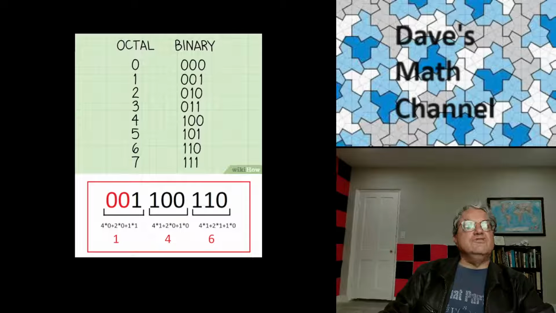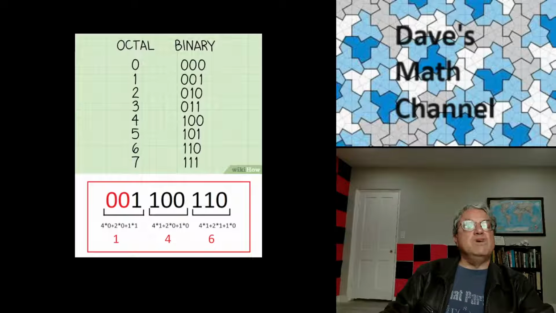So you look at the groups of 3. 001 in binary is 1 in octal. So your first group gives you a 1. That's your first octal digit. Your second group, 100, is 4 in octal.